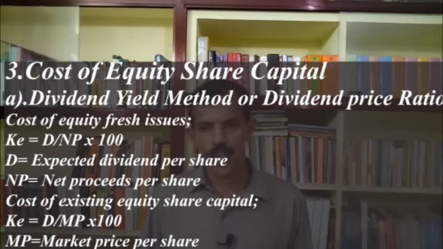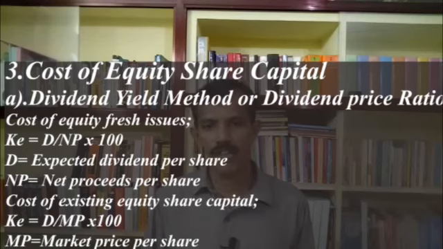In this method, cost of equity in case of a fresh issue, we are issuing equity shares now. Cost of equity capital is equal to dividend divided by net proceeds into 100. Here dividend means expected dividend per share.